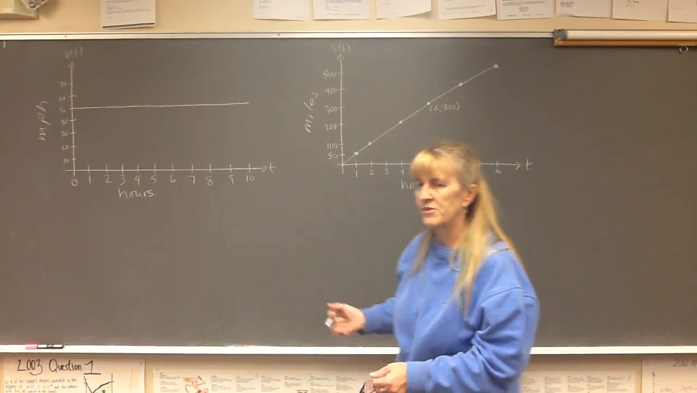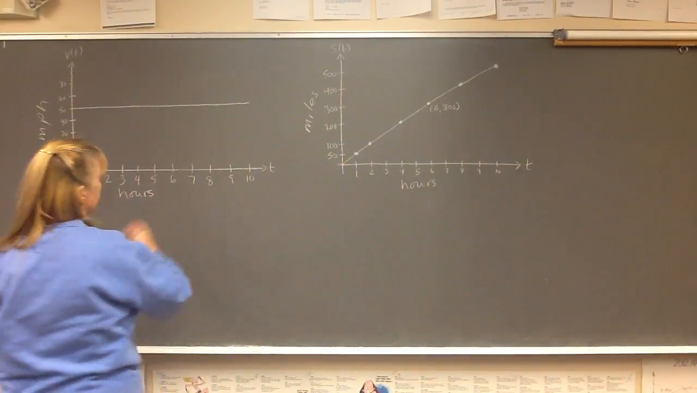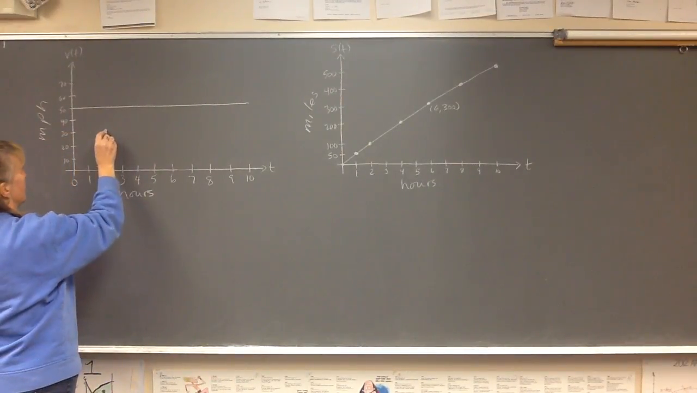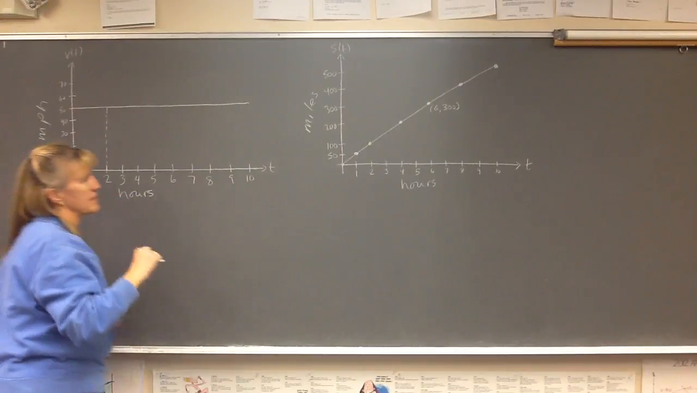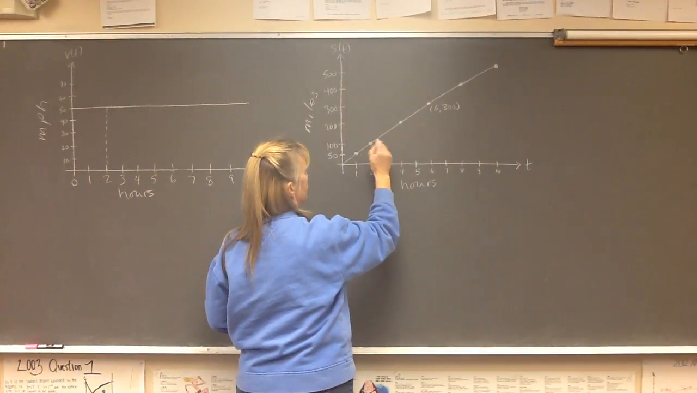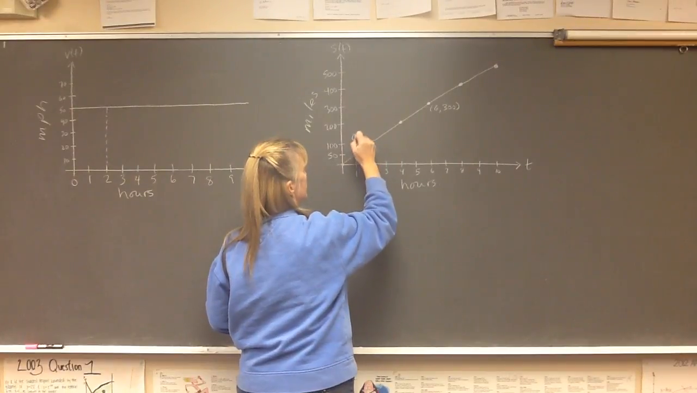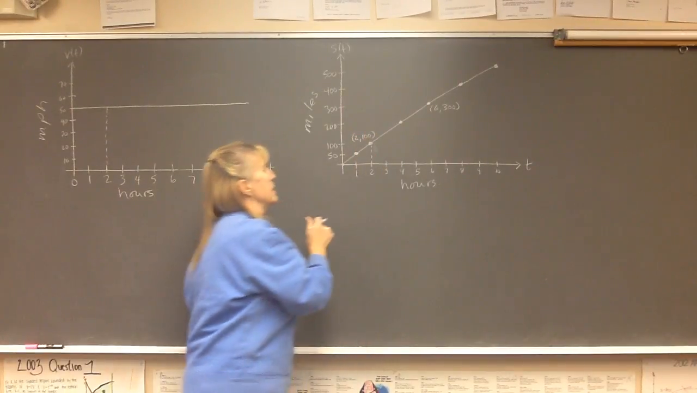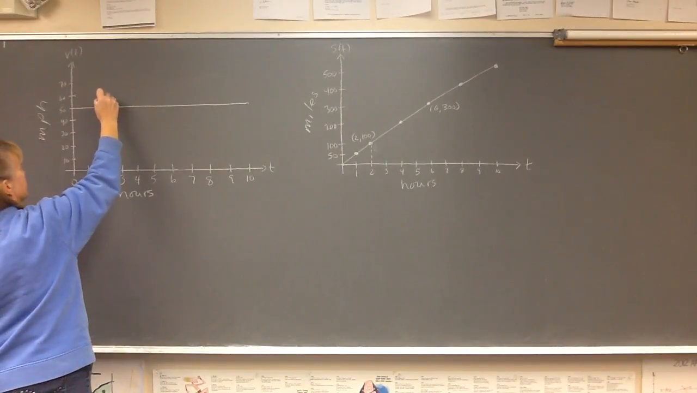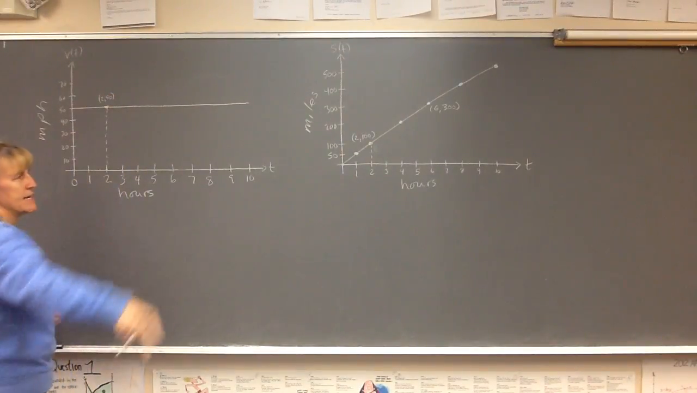So what I want to show you is this. I'm going to pick a couple of hours over here. I think I'll pick 2 hours. So I'll come up here, and I'll do the same thing over here at 2 hours. I'll come up here. This is the point 2, 100. And this over here is the point 2, 50. And I can pick any other number I want.